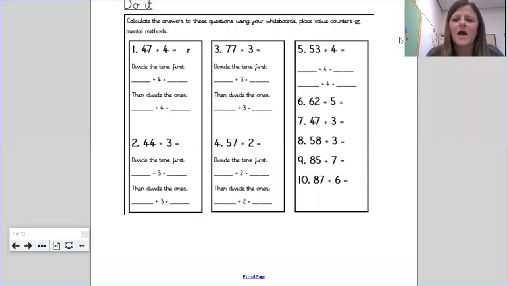When you are ready, download or have a look at the sheet that is below this video, and the Dewits are a mixture of some needing exchange and remainders. The first one kind of eases you in gently. So use whatever methods you have been using. See if you can start doing it a bit more mentally, but by all means still use whiteboards, still use your place value counters or your dots or whatever you are using.